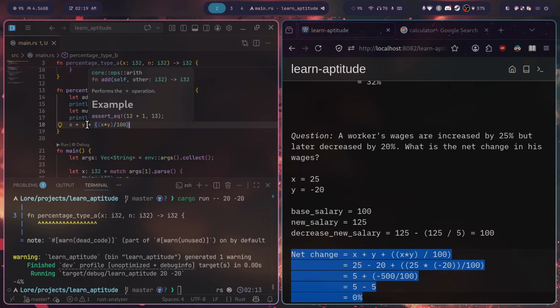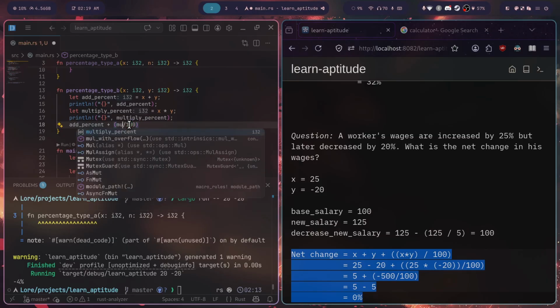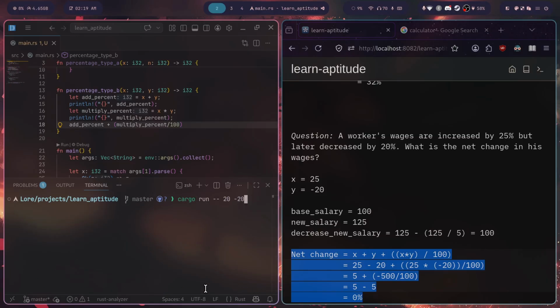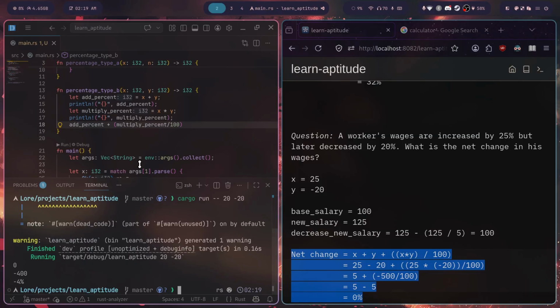So now, just to substitute the value, I can add percent here, and multiply percent here. Let's see if that solves the issue. So x plus y was 0. Okay, wait a minute, what am I passing? 20 minus 20. Yeah. It should have been 25 minus 5, so 5 minus 500. Yeah, so we were correct only. I think I was passing the wrong value.